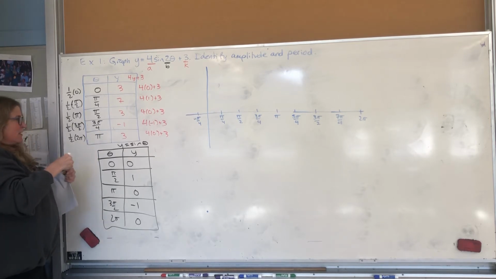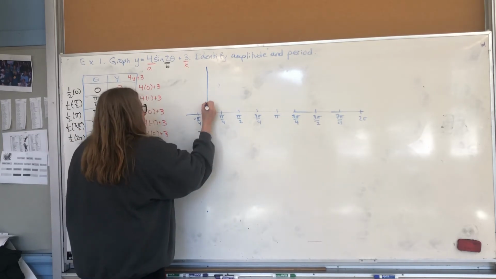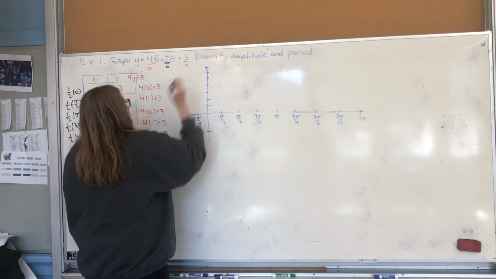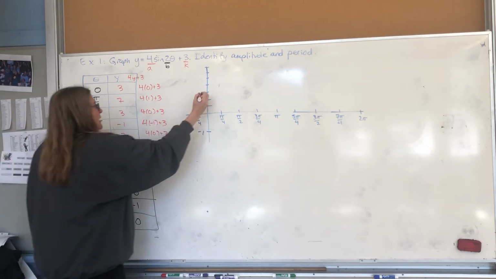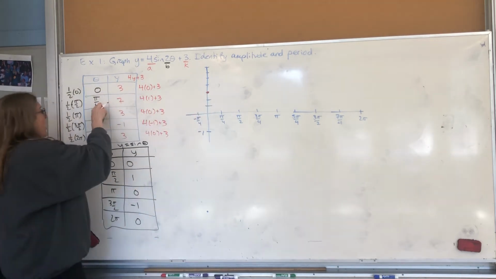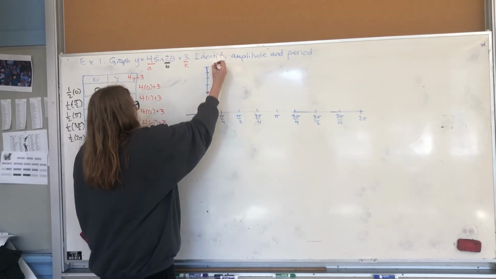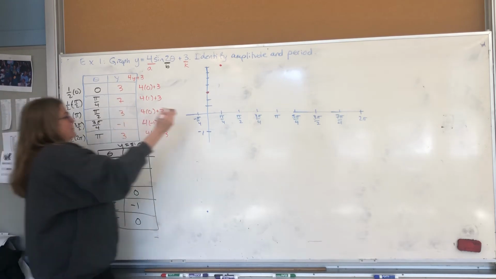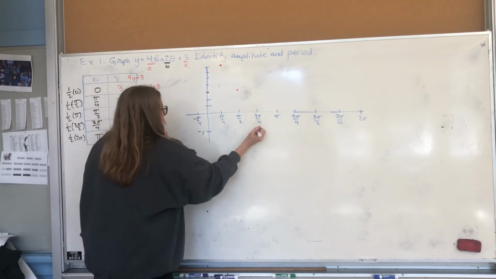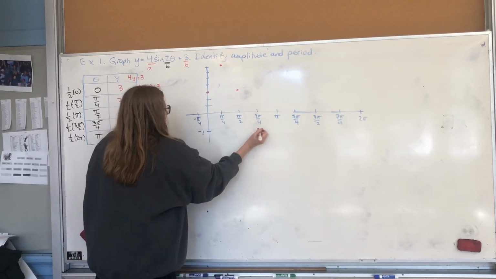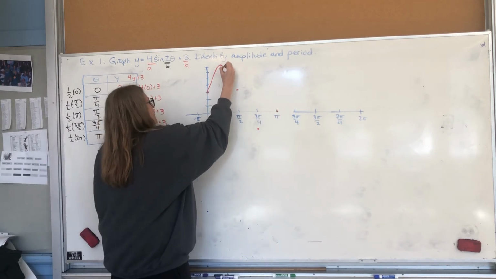Okay, guys, let's graph this. Oops, I didn't write the coordinates up here. Okay, so let's graph our transformed table here. So 0, 3, pi over 4, 7, pi over 2, 3, 3 pi over 4, negative 1, and pi, 3. Okay, this is one period of our graph.